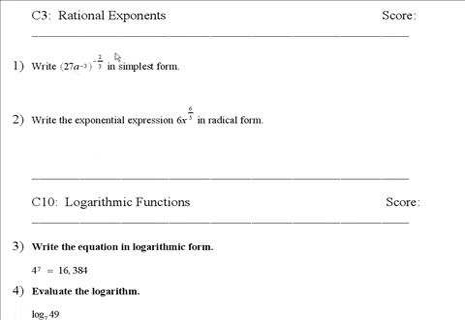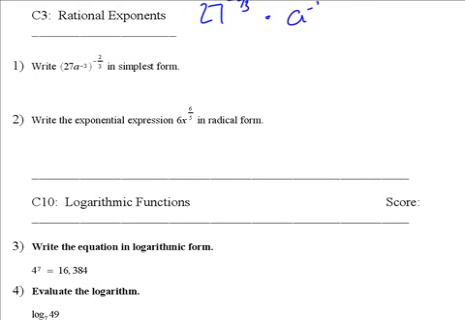Number 1, rational exponents. It's concept 3. 27a to the negative 3, all to the negative 2/3 in simplest form. The way I like to handle these is I like to break them apart. So let's break this apart, make some space here. We've got 27 to the negative 2/3 times a to the negative 3 to the negative 2/3.